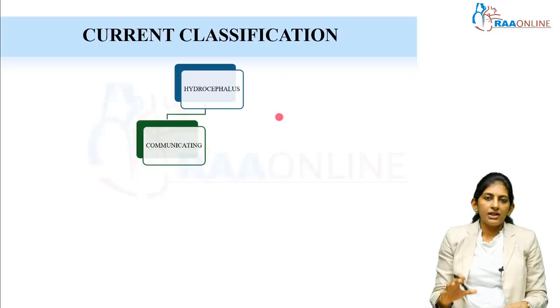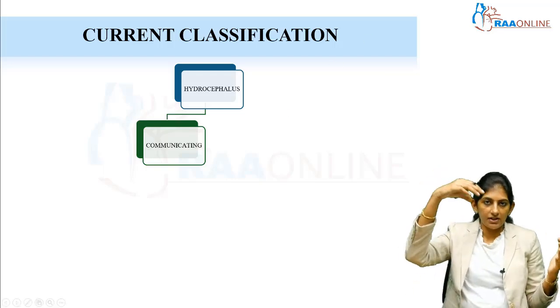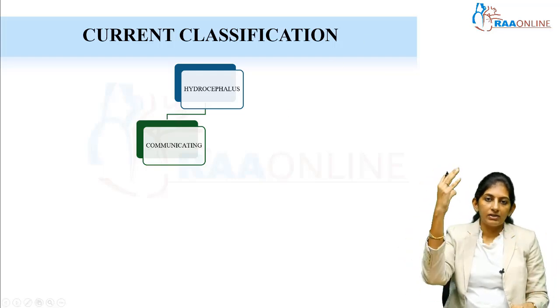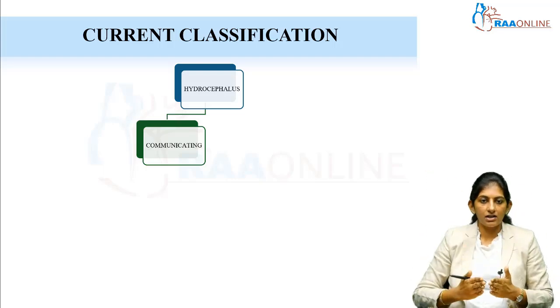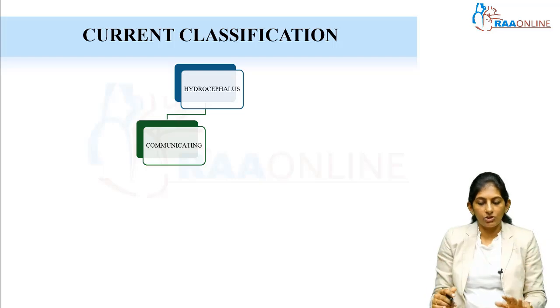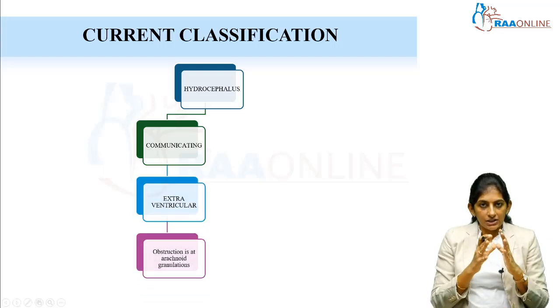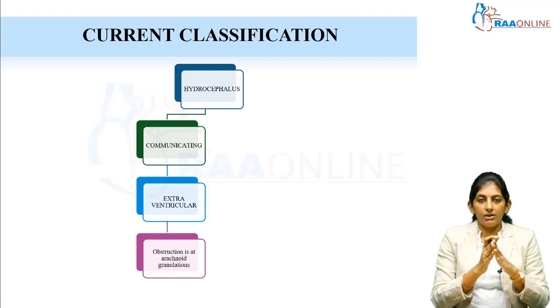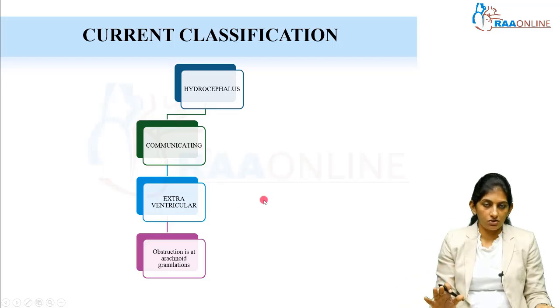So, a communicating hydrocephalus means the obstruction is somewhere outside the ventricle, so that all the ventricles are connected, right? The lateral ventricles to the third ventricle to the fourth ventricle. So, all the ventricles are communicating. That is called communicating hydrocephalus. And the obstruction here is not inside the ventricle but outside. So, you can call a communicating hydrocephalus an extraventricular hydrocephalus also.